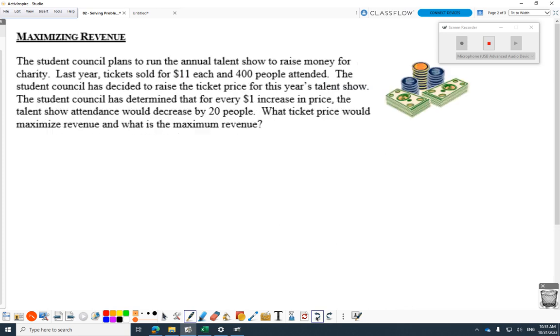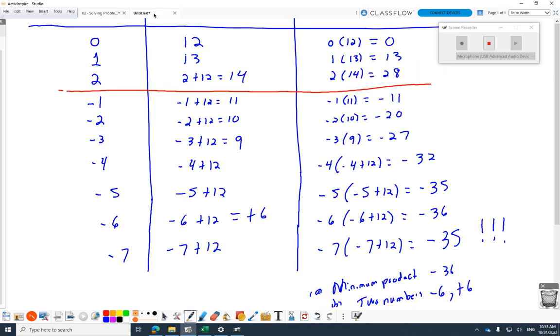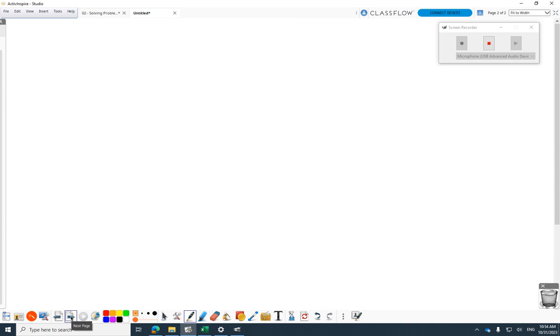So I'm going to go over to the other side. But this time, because I know I need a little more space, I'm not going to copy the question over. I'm going to go back and forth, okay? My first column, number of $1 price increases. That's going to be the first column.